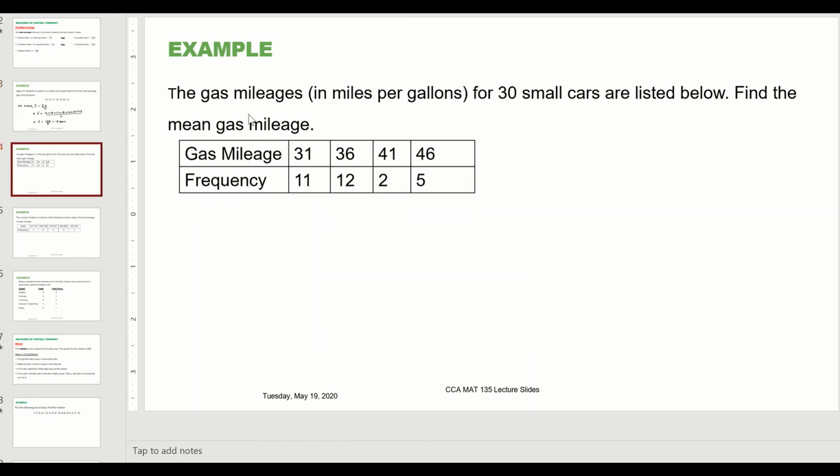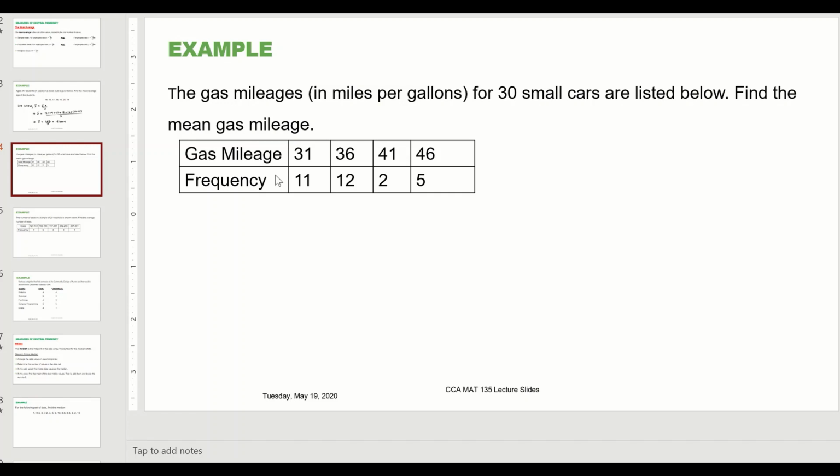Second example now. The gas mileage in miles per gallon for 30 small cars are listed below. Find the mean gas mileage. So they have given the gas mileage 31, 36, 41, 46, and then they have given the frequency 11, 12, 2, and 5. So you can see that this is the data with frequency.